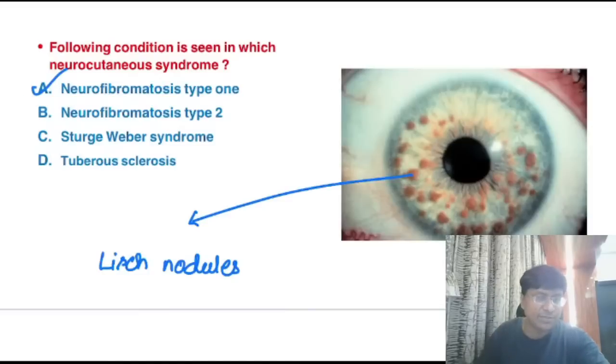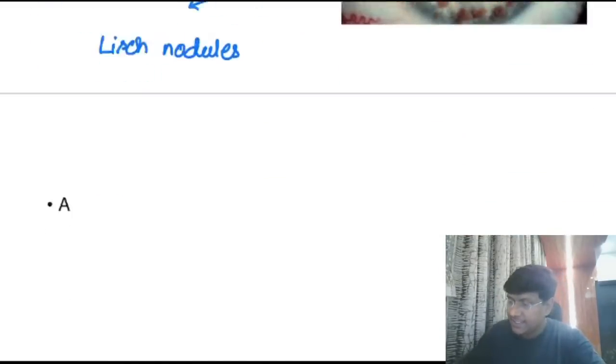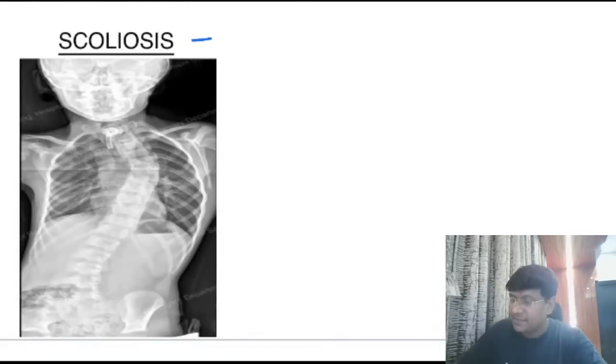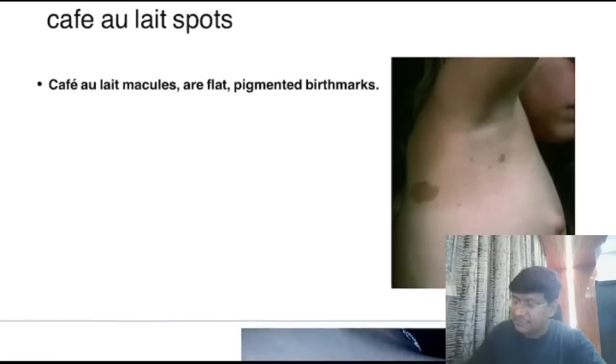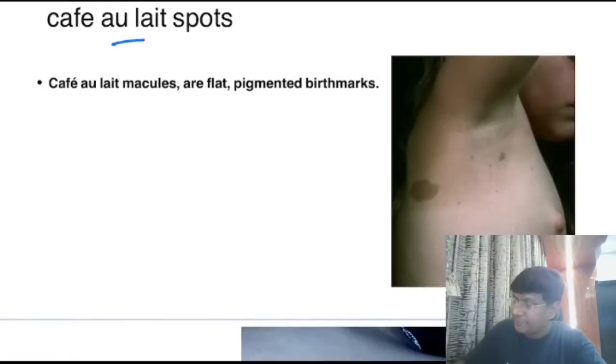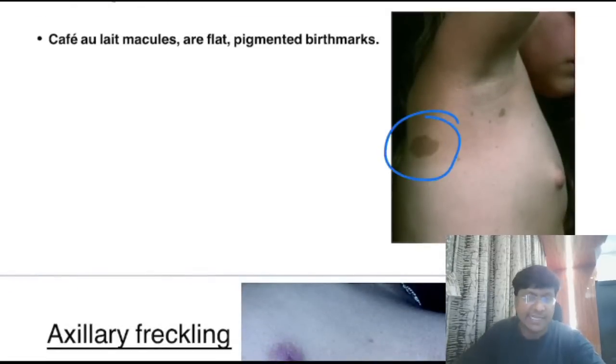Now, in neurofibromatosis type 1, there are many important images that can be asked. You should know the abnormality within the spine in neurofibromatosis type 1, that is, the individual will develop scoliosis. And you have flat pigmented birthmarks in neurofibromatosis type 1. What are those pigmented birthmarks? That will be the café-au-lait spots.